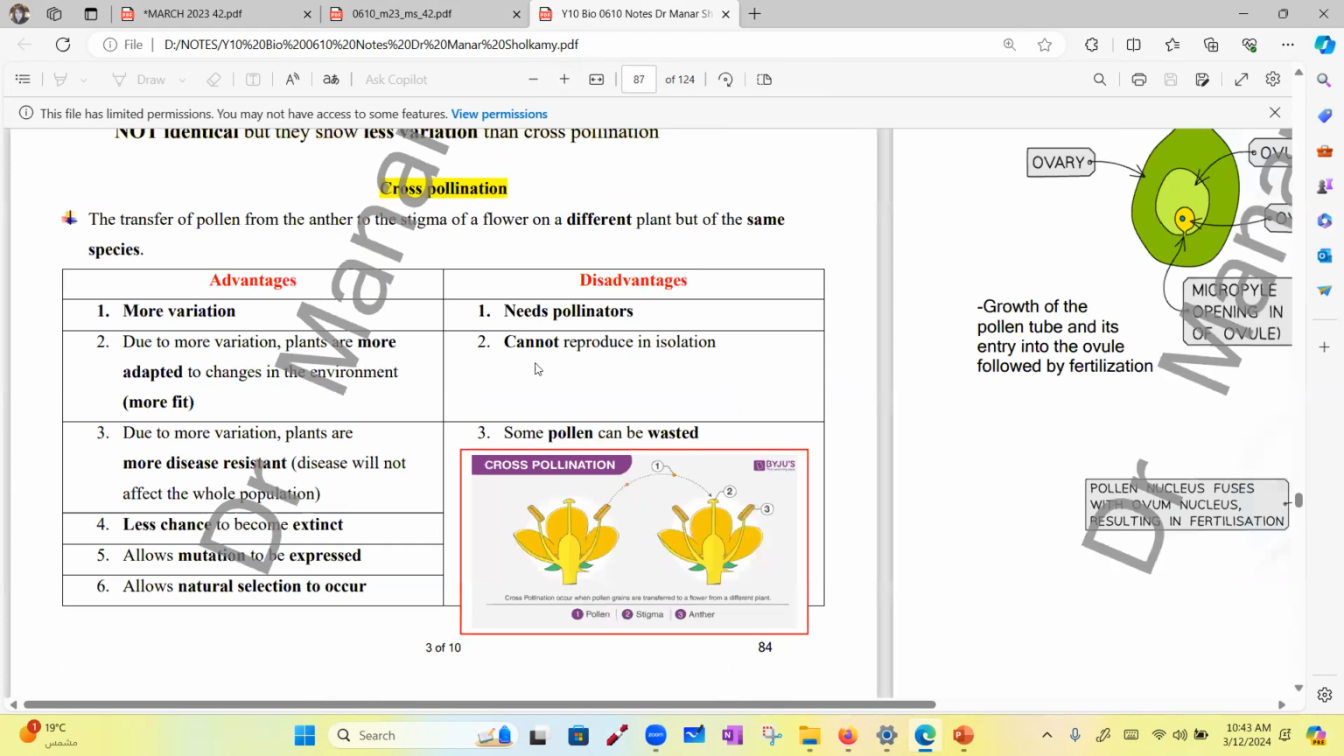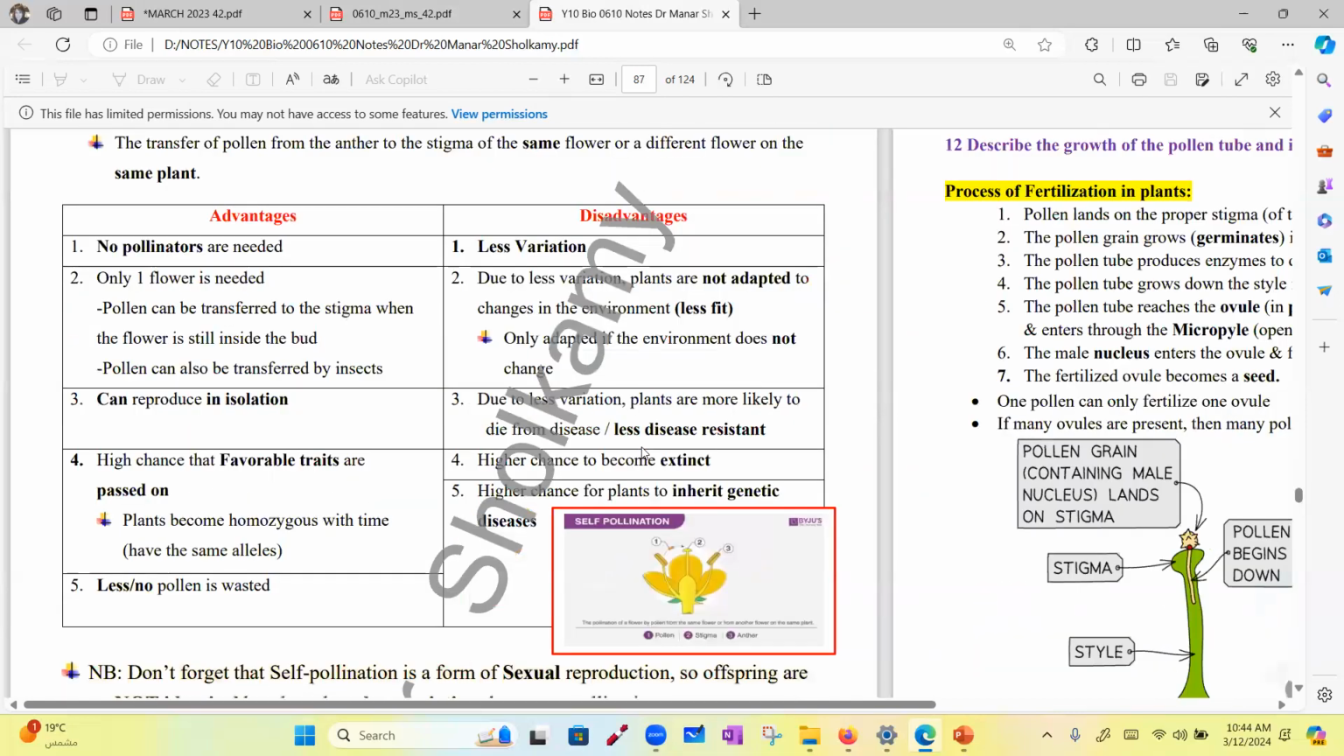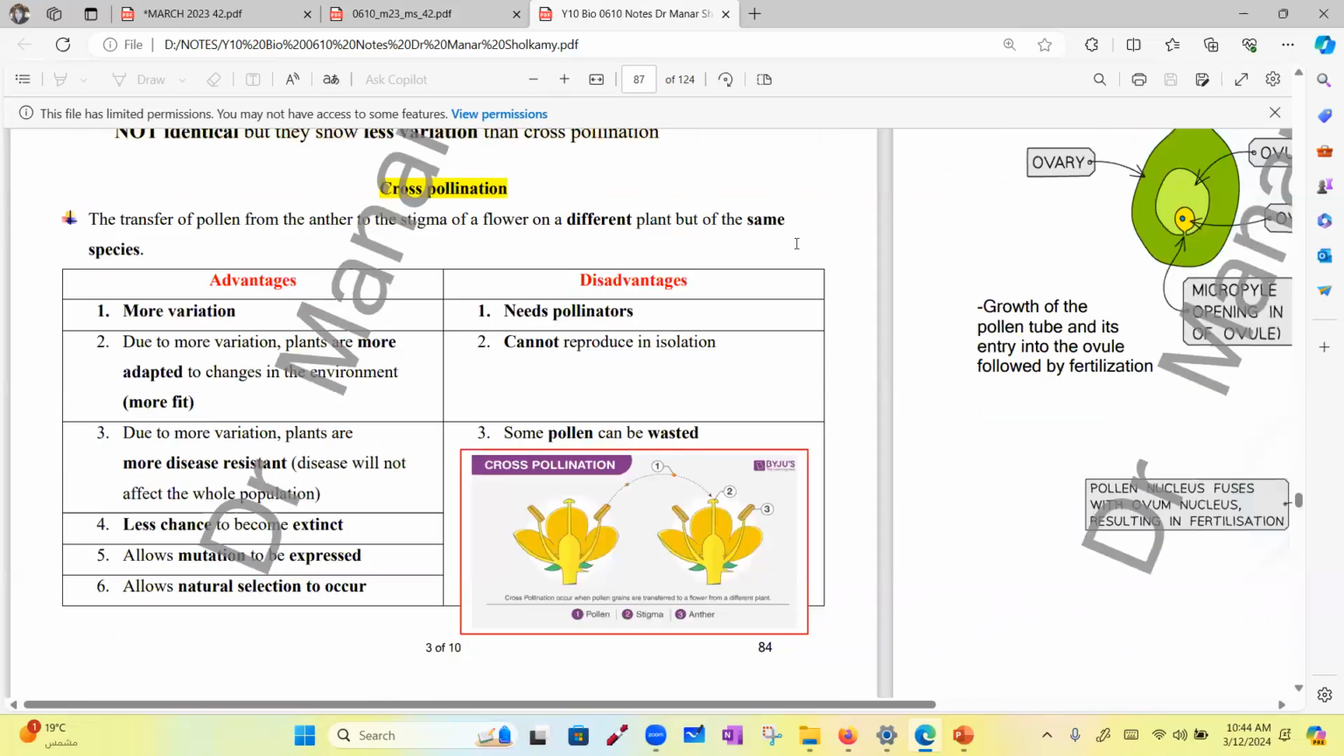It needs pollinators, it cannot reproduce in isolation, pollen will be wasted, and this is sexual. I will also need more time and I will need more energy because this is sexual, okay? And the disadvantages of the asexual, of course, the list of no variation. No variation. It cannot be adapted to changes in environment. It will die if there is a disease. There is a higher chance to become extinct. It will not show mutation. It will not allow natural selection. Another disadvantage of sexual reproduction is that if there is an unfavorable characteristic, it can pass on. Genetic diseases can pass on.